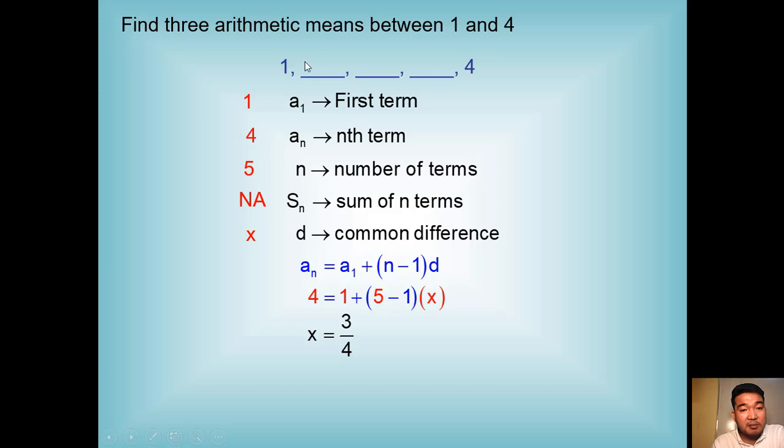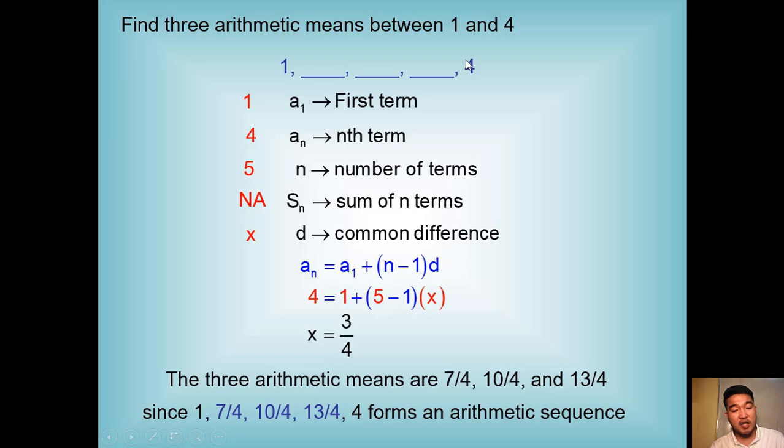So you add 1 plus 0.75 is 1.75. 1.75 plus 0.75 is 2.5. 2.5 plus 0.75 is 3.25, plus 0.75 is 4. So in fraction, the three arithmetic means are 7/4, 10/4, and 13/4, or that is equivalent to 1.75, 2.5, and 3.25.